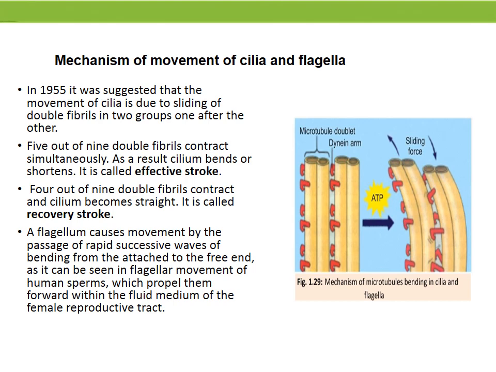In 1955, it was suggested that the movement of cilia is due to sliding of double fibrils in two groups, one after the other. 5 out of 9 fibrils contract simultaneously. As a result, the cilium bends or shortens. It is called effective stroke. 4 out of 9 double fibrils contract and the cilium becomes straight. It is called recovery stroke.